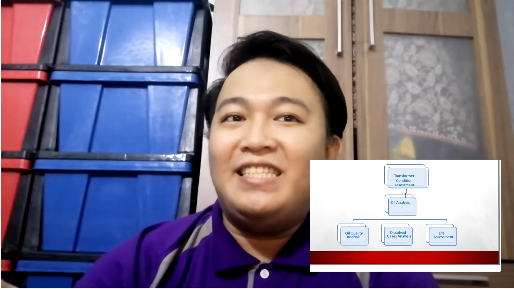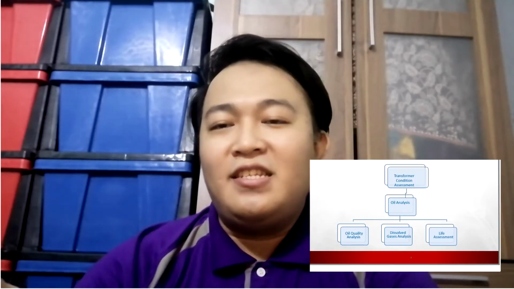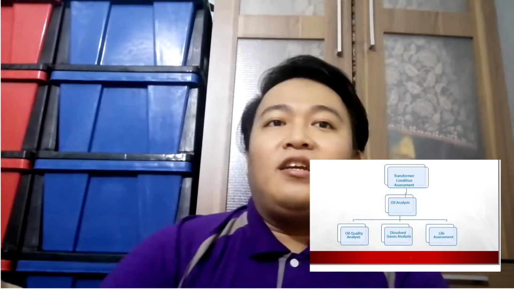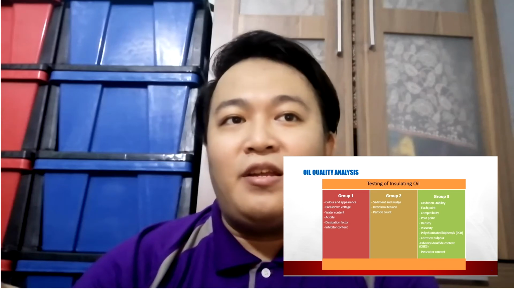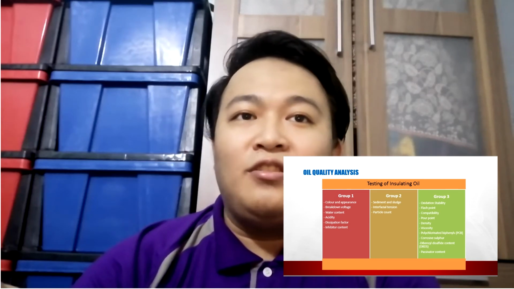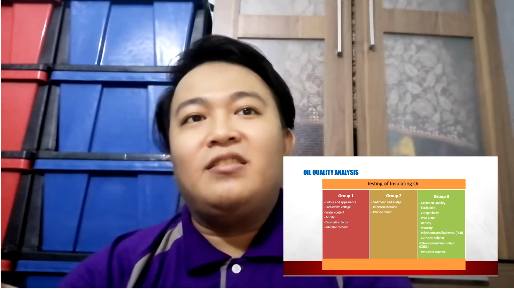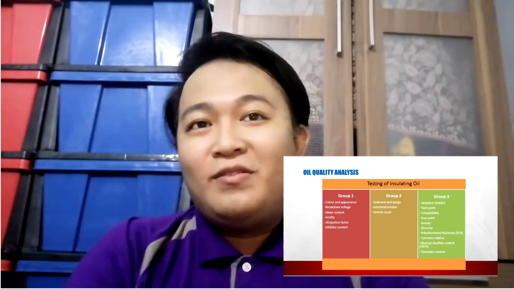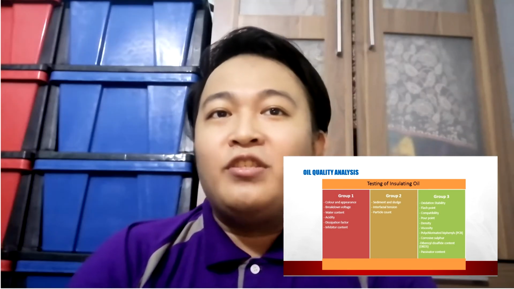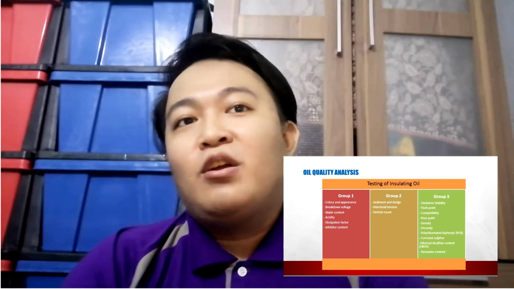So in the oil analysis, it is divided in 3, which is oil quality analysis, second, dissolved gases analysis, and third, life assessment. For the oil quality analysis, it involves testing of insulating oil, which is divided in 3 groups. For group 1, testing for color, appearance, breakdown voltage, water content. For group 2 is sediment and sludge, interfacial tension, and particle count. Third group is to check the oxidation stability, flash point, compatibility, pour point, density, and so on.